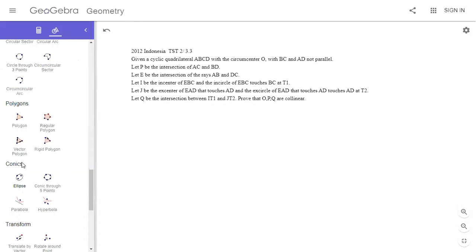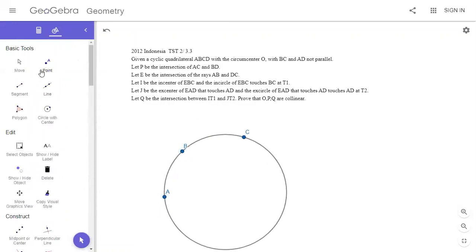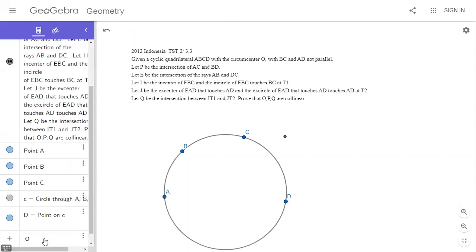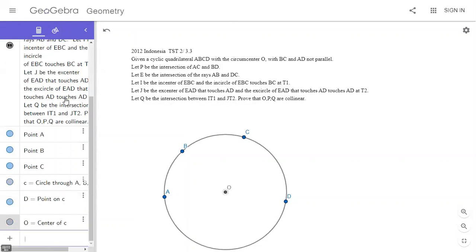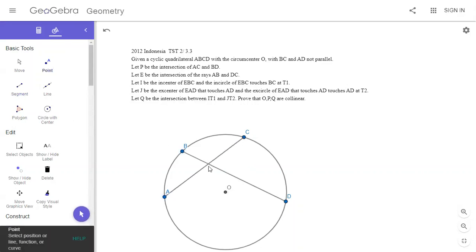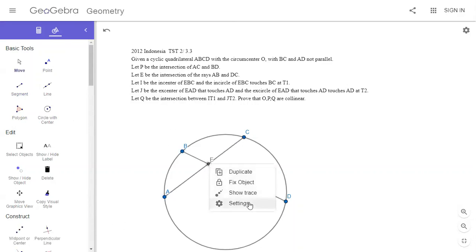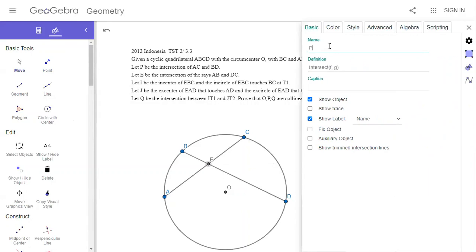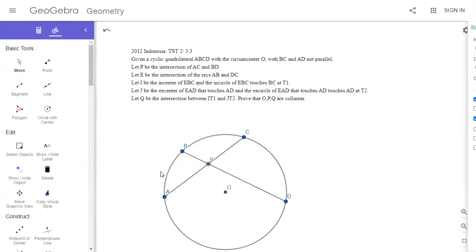So we have a cyclic quadrilateral ABCD, and O is the circumcenter. P is the intersection of AC and BD. So yeah, this one I think is pretty tricky. That's P. E is the intersection of AB and CD.